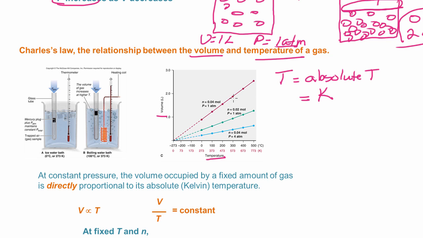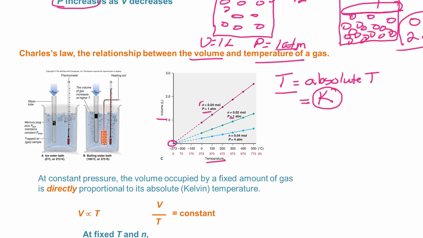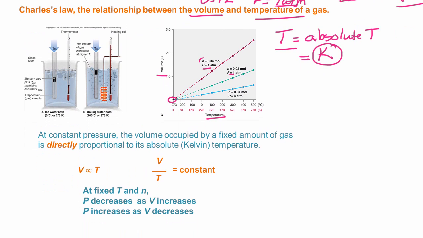Notice that if you extrapolate all these lines to the axis, they all intersect at a negative 273 degrees Celsius. That happens to correspond to 0 Kelvin. Theoretically, at 0 Kelvin, the volume of the gas would be 0, but we have never gotten to such low temperatures. So when you do these problems with the gas laws, you must use Kelvin temperature. Always convert your temperature to Kelvin.